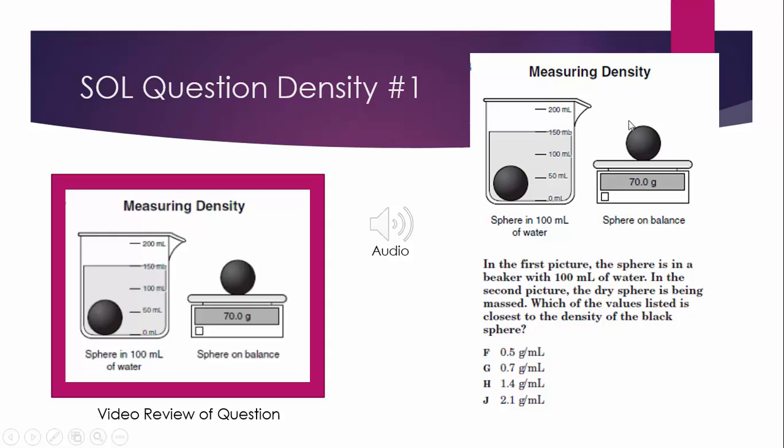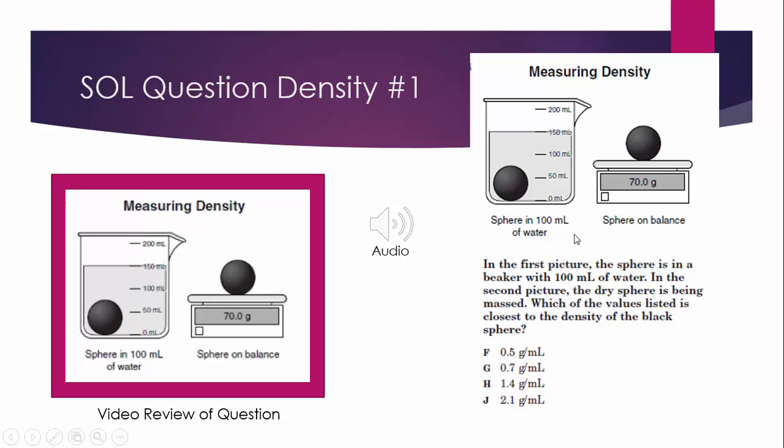In order to determine the volume, you need to use the beaker with the sphere and the water in it. Keep in mind, in the question, it says that the water level was 100 milliliters. After the sphere was put in, the water level rose from 100 to 150 milliliters. So you need to subtract 150 minus 100, giving you 50 milliliters.